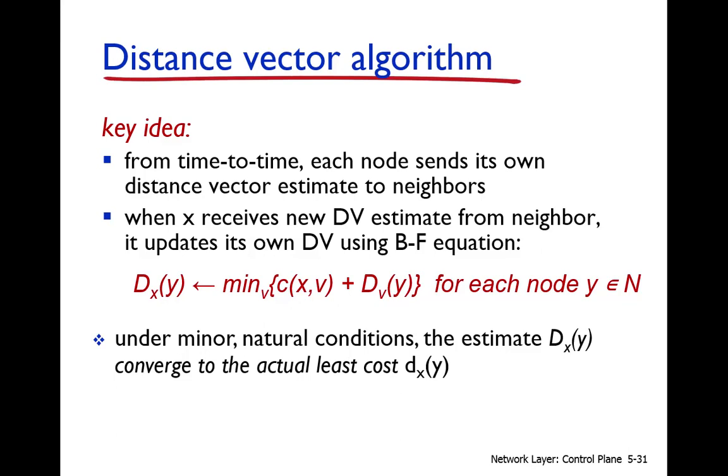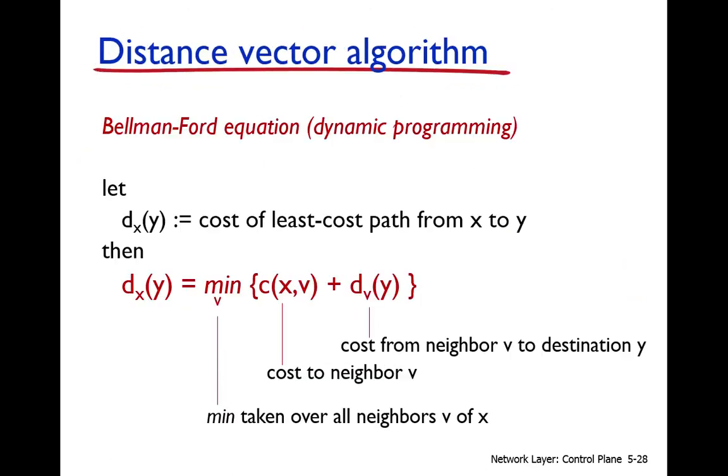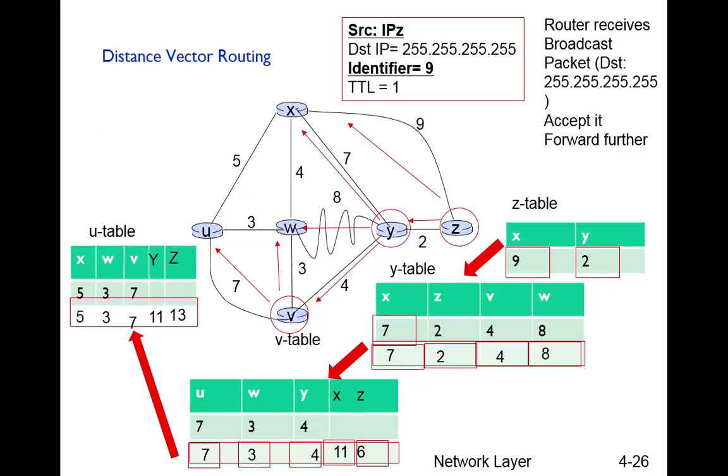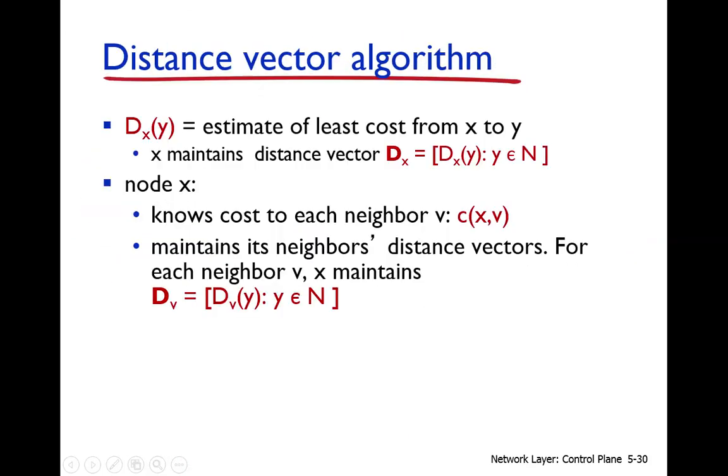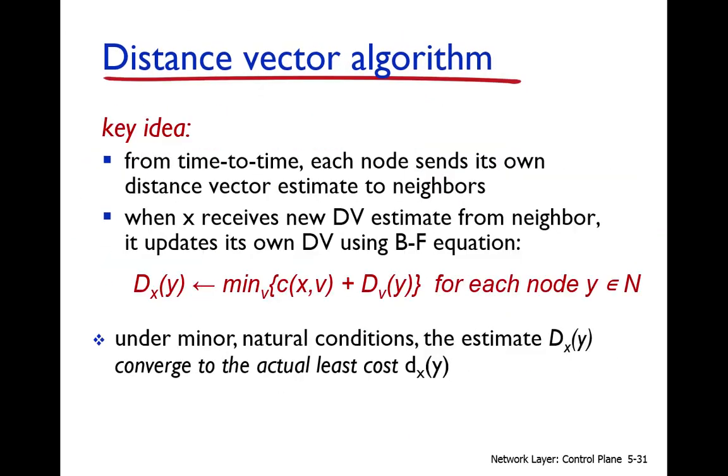When x receives any new distance vector estimate from a neighbor, it updates its own distance vector using the Bellman-Ford equation. As I have explained, when a node, for example y, receives the complete table from z, it updates its table. Similarly, when v receives the complete table from y, it updates its own table. Under minor and natural conditions, the estimate converges.